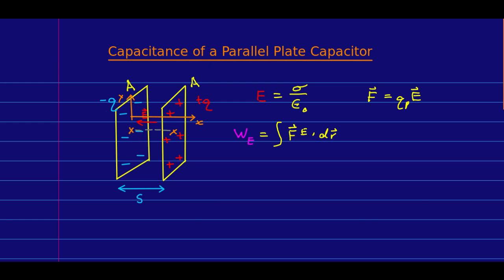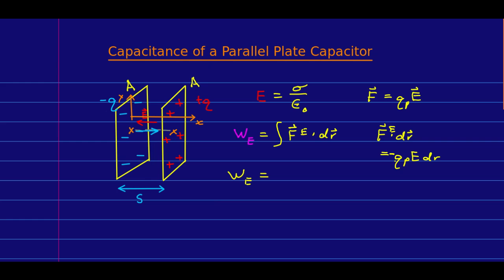And along our path, which remember is going from the negative plate to the positive one, the angle is 180 degrees. And so we know that Fe dot dr is just Fe, which we know is QPE, dr cos of the angle between them, which is 180 degrees, and so that's just -1. And so there is our electrostatic work.